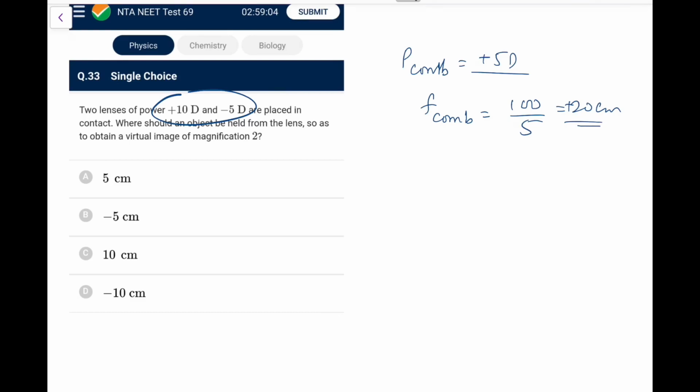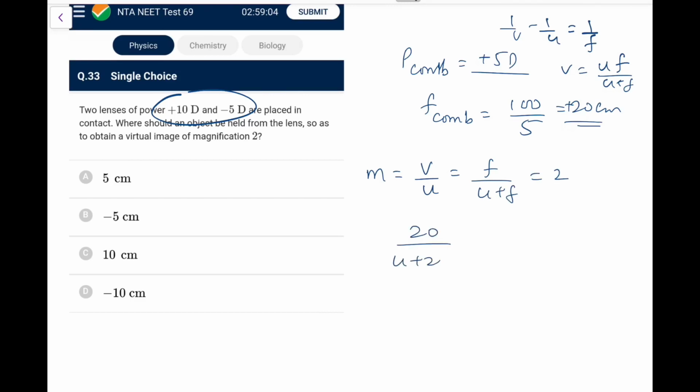Now to check, the magnification we write is v upon u, and we use 1 by v minus 1 by u equals 1 by f. V you know is equal to uf upon u plus f, so v by u is f upon u plus f, that becomes 2. So 20 upon u plus 20 equals 2, so it is 10 equals u plus 20, so u comes out as minus 10 for sure. So go for option D, you can do it like this. Next one.